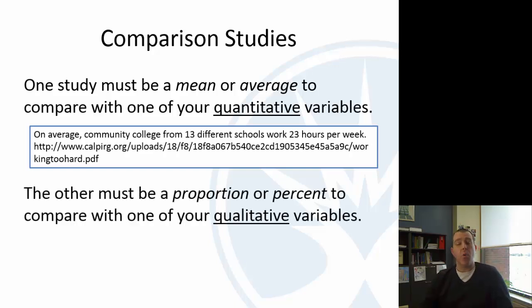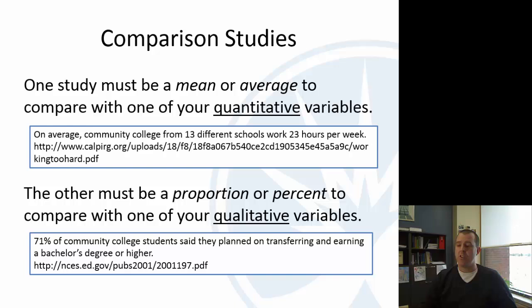And then for the qualitative, you're looking for percents. So this particular student, again, found that 71%, from this other study, 71% of community college students said they planned on transferring and earning a bachelor's degree or higher. So then this student could then look at our population and say, well, what do we think about our community college students?